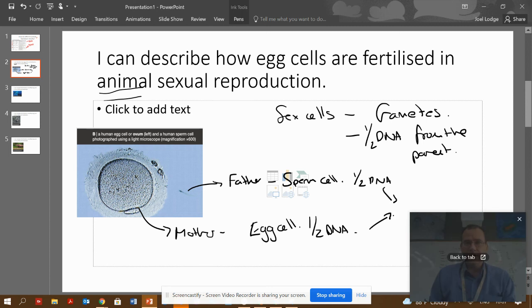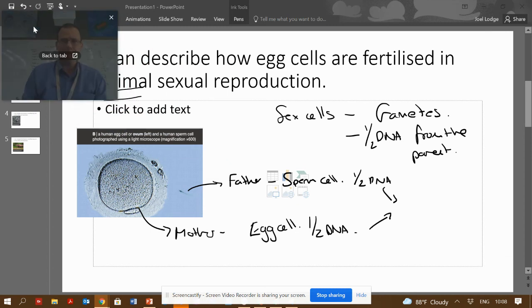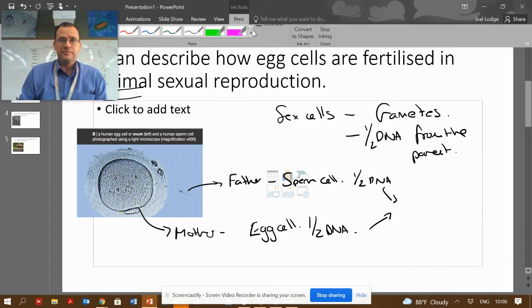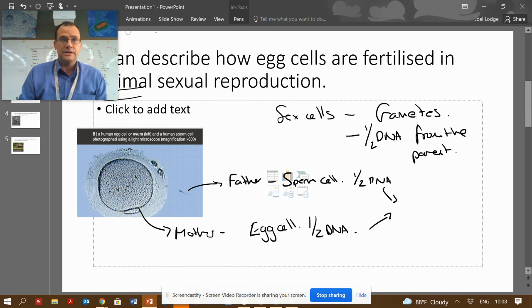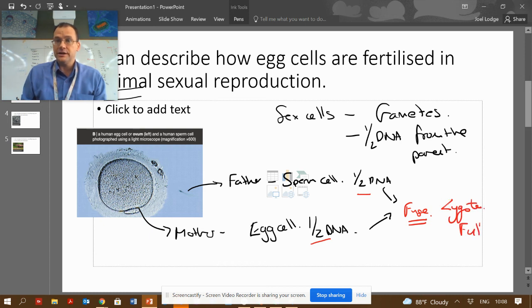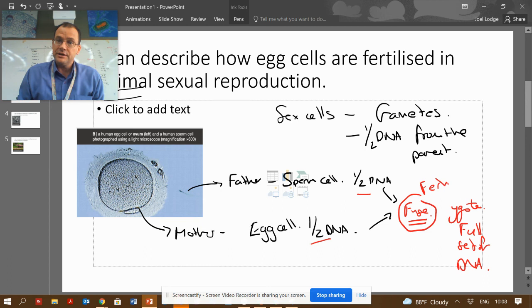When these two gametes combine, we say that these gametes fuse together, so they join together. So we have half the DNA combining with half the DNA, fusing to form a new cell called a zygote, which has the full set of DNA. This process here, where we get fusion, is called fertilization.